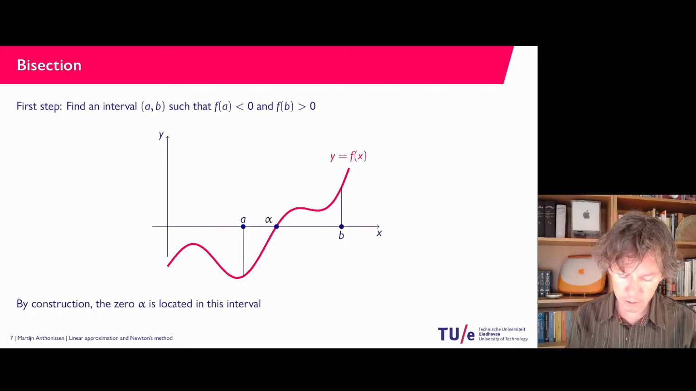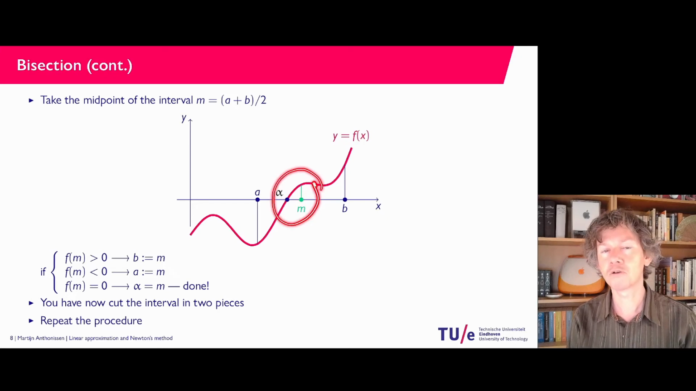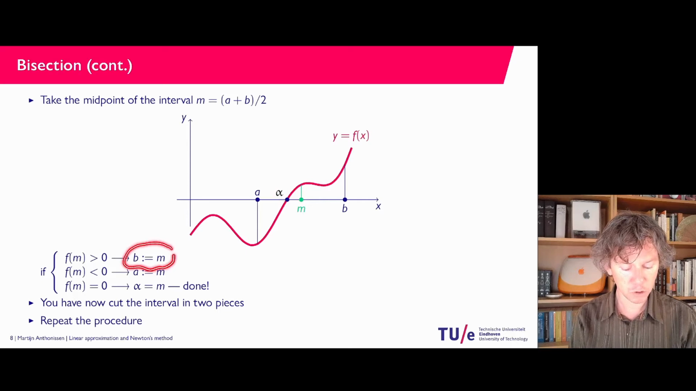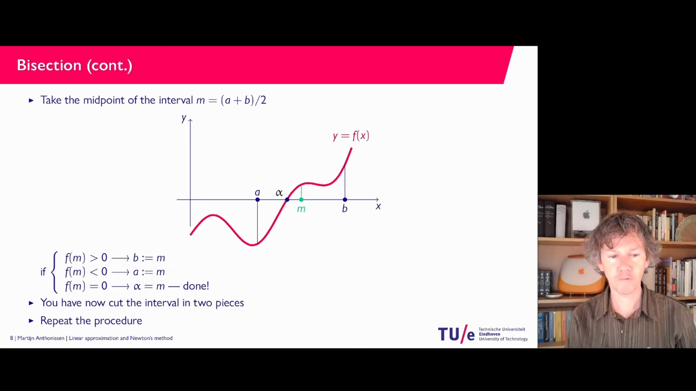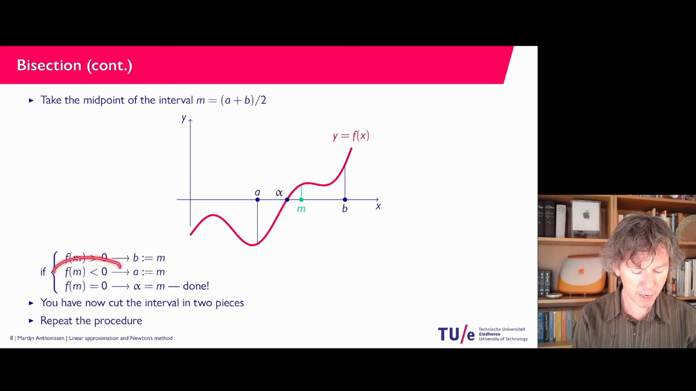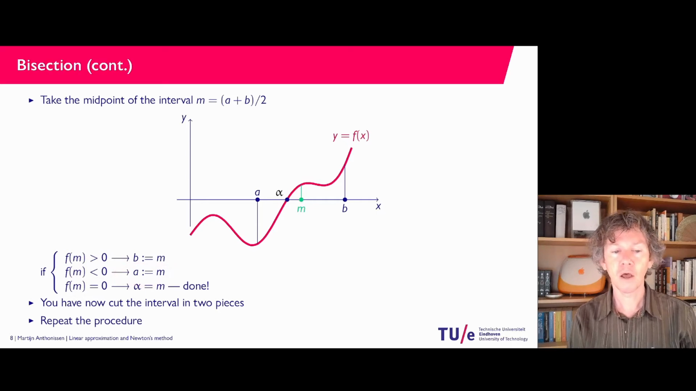And then what we did, we have seen this before in a previous video, we look at the midpoint of the interval, so m is (a+b)/2, and we consider what the function value is at this point. So here it is positive, which means that we can shift b to m, and then we effectively shrink the size of the interval that contains alpha. If f(m) would be negative, that's not what the picture shows, but then we could move a to m, and if we would find f(m) to be equal to 0, then we're done, we have found a zero. And you repeat this procedure and you shrink the interval.